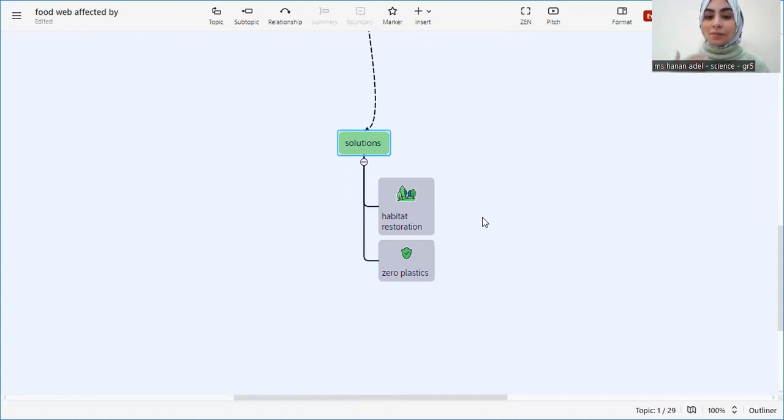We can apply something called habitat restoration, like trying to return this habitat or this ecosystem back to its natural state before the harm was done. But this takes money, this takes a lot of effort, and this takes a lot of time. So of course, to prevent extinction of animals, to prevent losing time and money and effort and so on, we have to apply a zero plastic lifestyle.